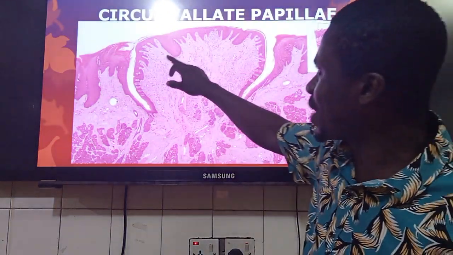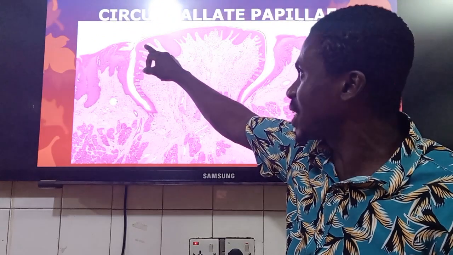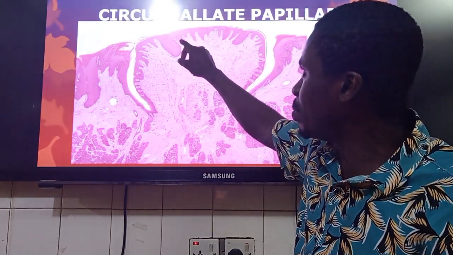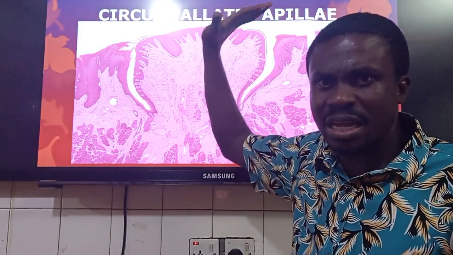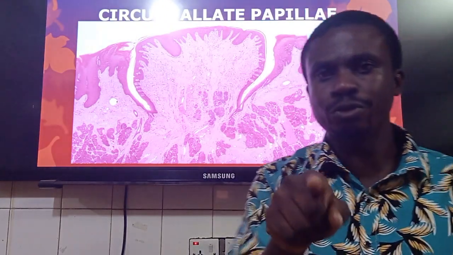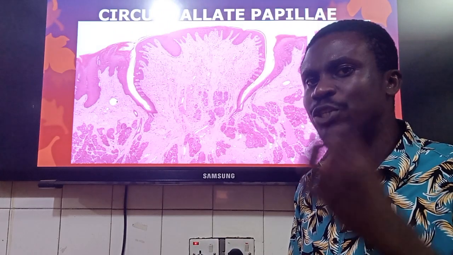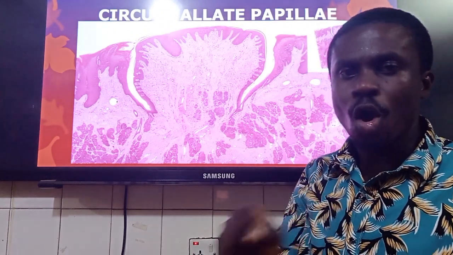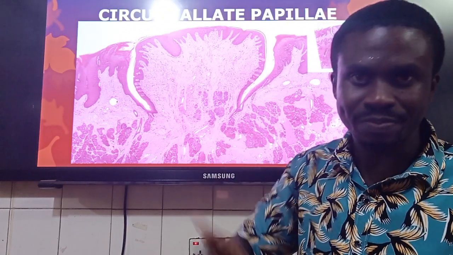Now the point here is that the epithelial lining is going to be stratified squamous, non-keratinized, and we'll be seeing these epithelial pegs and connective tissue papillae also invading. That's what we see. But these ones are shallow. Now, the point I want you to put down right now is that the epithelial pegs and connective tissue papillae, in the case of the circumvallate primary lingual papilla, are going to be shallow.